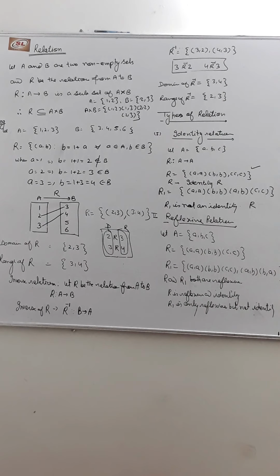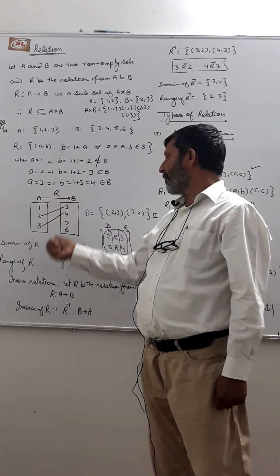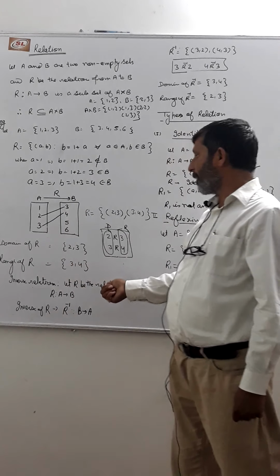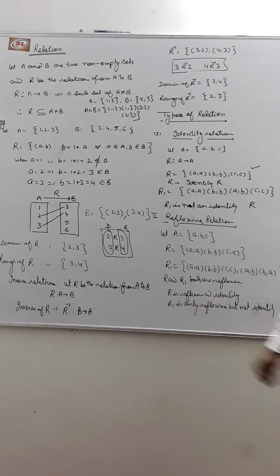And what is the domain and range? The domain and range of the inverse relation are always interchanged. The range of the first relation becomes the domain of the inverse, and the domain becomes the range.